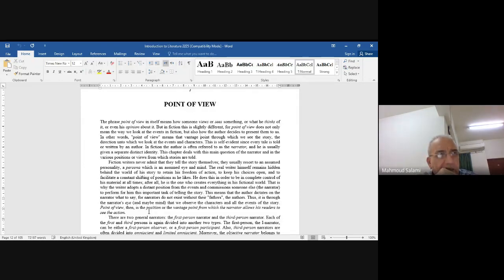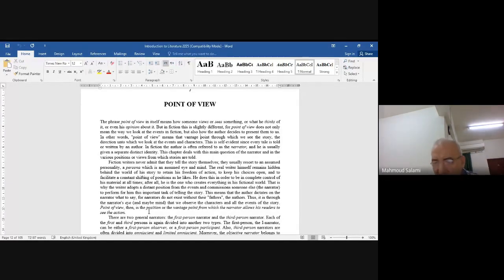So here is how we define the question of point of view. We say it is the position or the vantage point from which the narrator allows his readers to see the action. So this is the idea. Point of view is the vantage point from which the narrator shows us the action or the whole story.